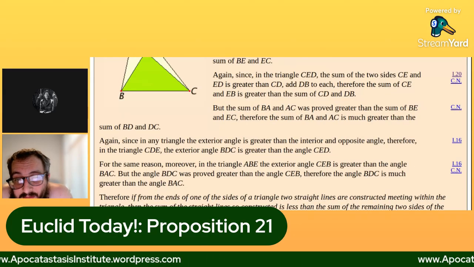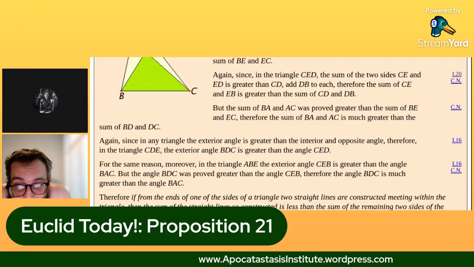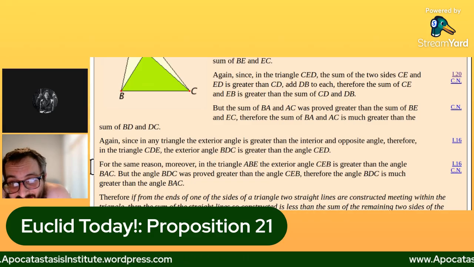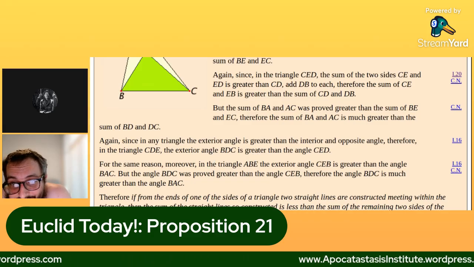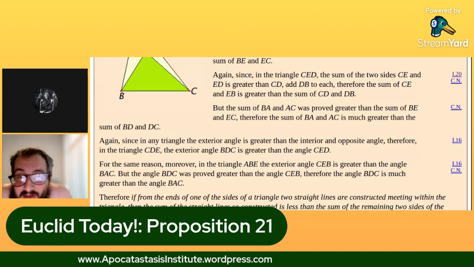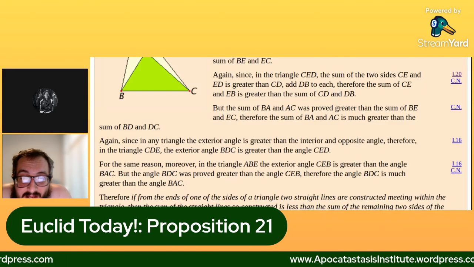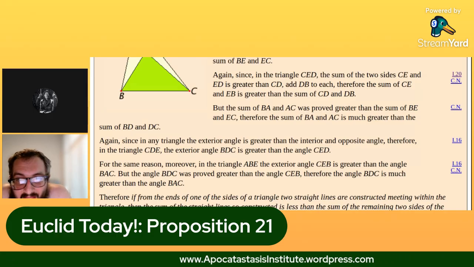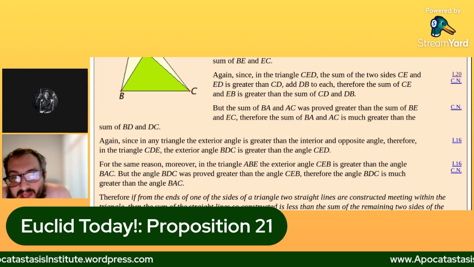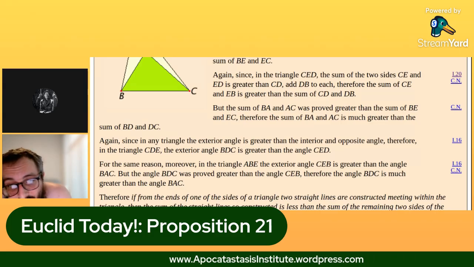But the sum of BA and AC, as we noted earlier, since it's greater than the sum of BE and EC, therefore the sum of BA and AC is much greater than the sum of BD and DC. All right? Because if EB plus CE's length is greater than CD and DB, then obviously something that's bigger than CE and EB, aka BA and AC, we therefore conclude that BA and AC is greater when you sum them together than BD and DC.